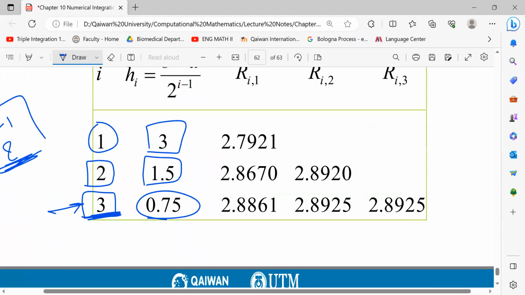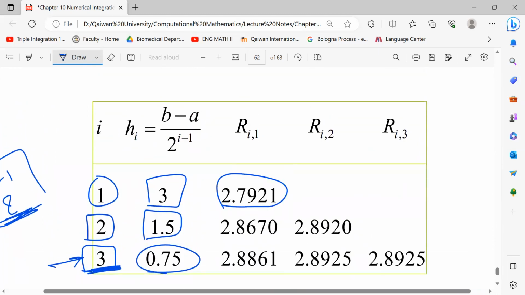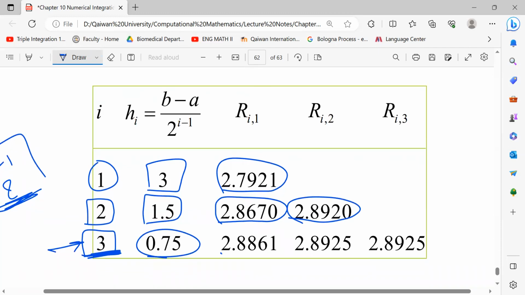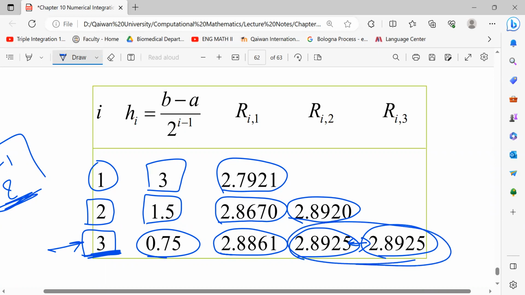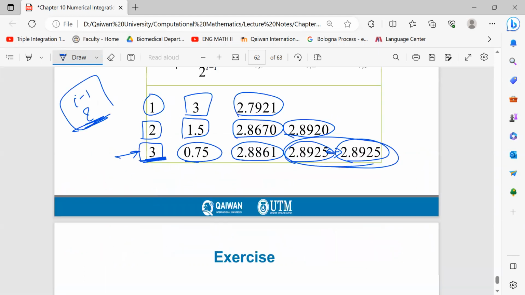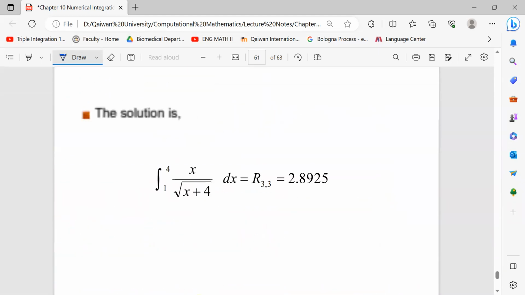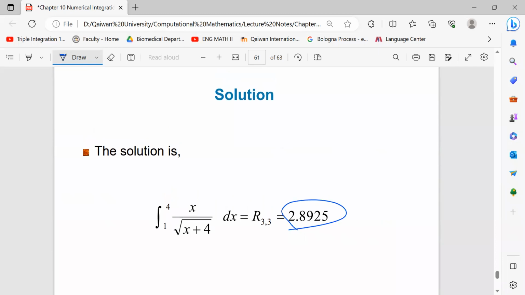This is R11. This is R21, R22, and R31, R32, R33. The subtraction of these two is less than the given value, so you stop there. And the final value of R that you found is the evaluation of our integration.